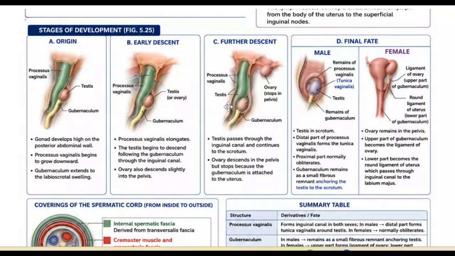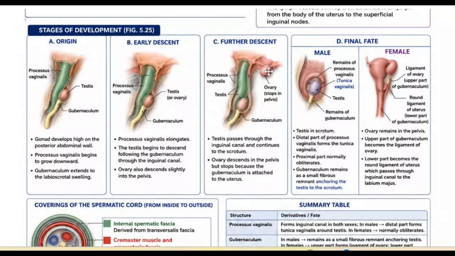Now the third part is the further descent. As the descent continues, the testes pass through the inguinal canal, but the ovaries reach the pelvis and stop, because the gubernaculum is attached to the uterus and does not continue further. That's why the ovaries stop there in the case of females.